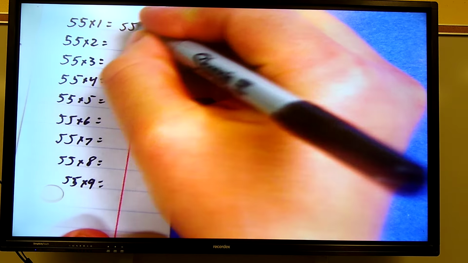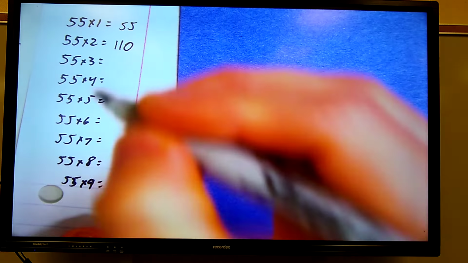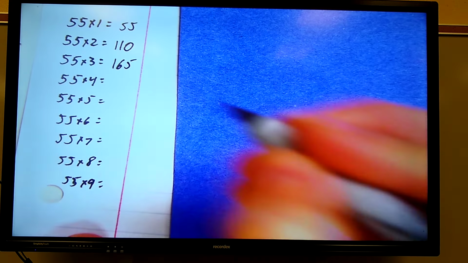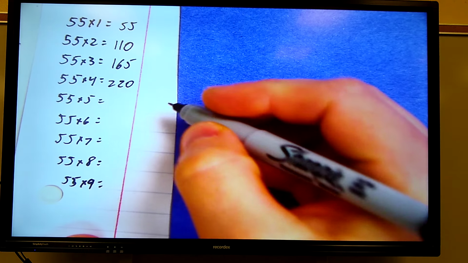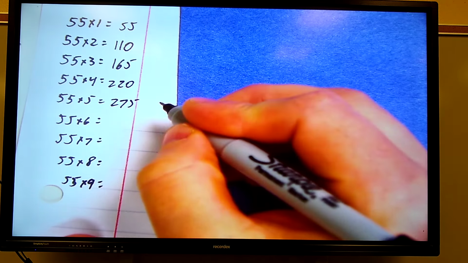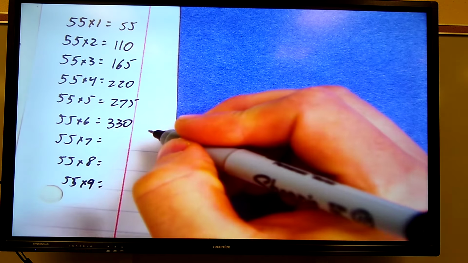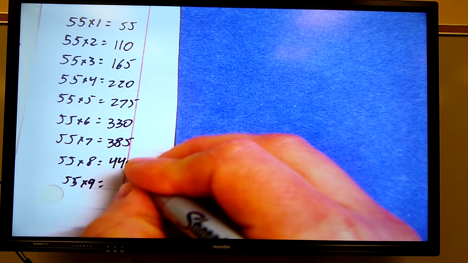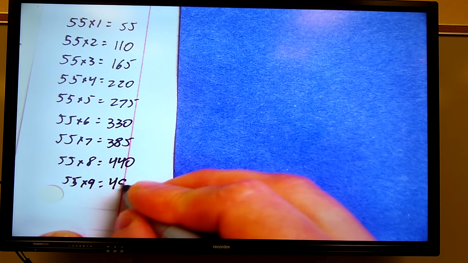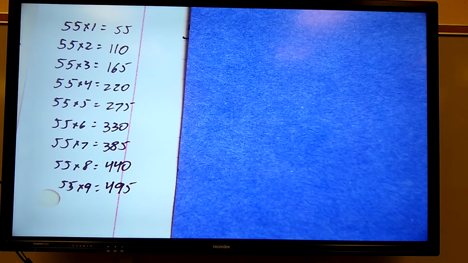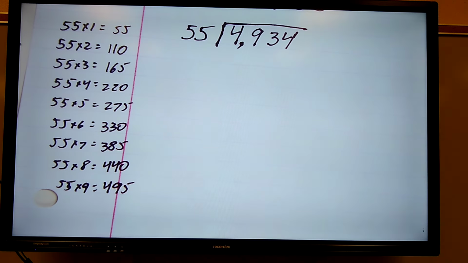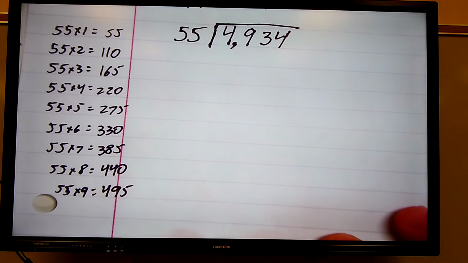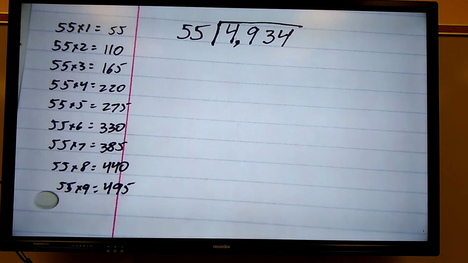55 times 1. 55 times 2, 110. Times 3, 165. Times 4, 220. Times 5, 275. Times 6, 330. Times 7, 385. Times 8, 440. Times 9, 495. And the truth shall set you free. Now we have all the tools we need to solve this problem. So now, solve this problem, 4,934 divided by 55. Pause the video.